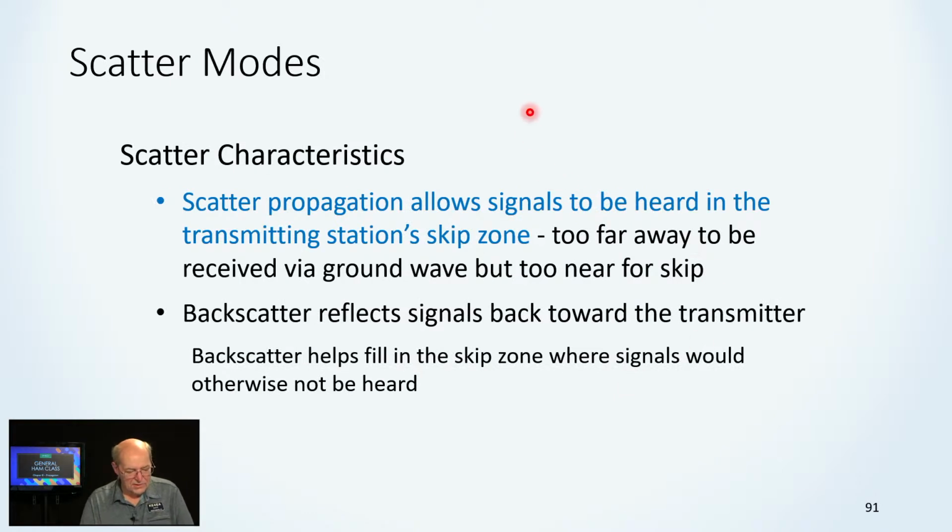So these are called scatter modes. Scatter propagation allows signals to be heard in the transmitting station's skip zone, too far away to be received via ground wave, but too near for skip. So that's one characteristic. And scatter coming from the forward direction is just called scatter. If it's being bounced up from the ground at the destination, that's backscatter. The effect is the same.